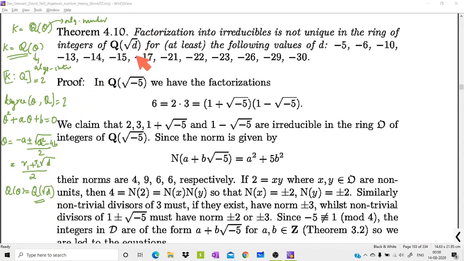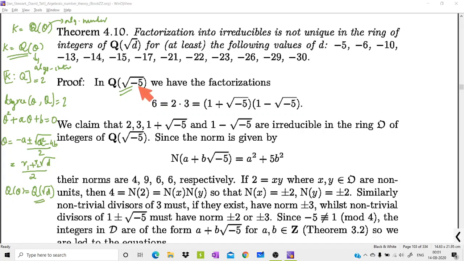So here we will see some quadratic number fields which are not unique factorization domains. There are many such numbers d for which Q of root d are non-unique factorization domains. So in this theorem 4.10, we will discuss the method by which we show that Q of root minus 5 is not a unique factorization domain.